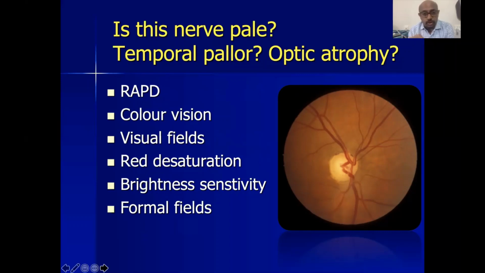Color vision is an important optic nerve function test. It helps you to tell whether a patient has an optic nerve dysfunction.